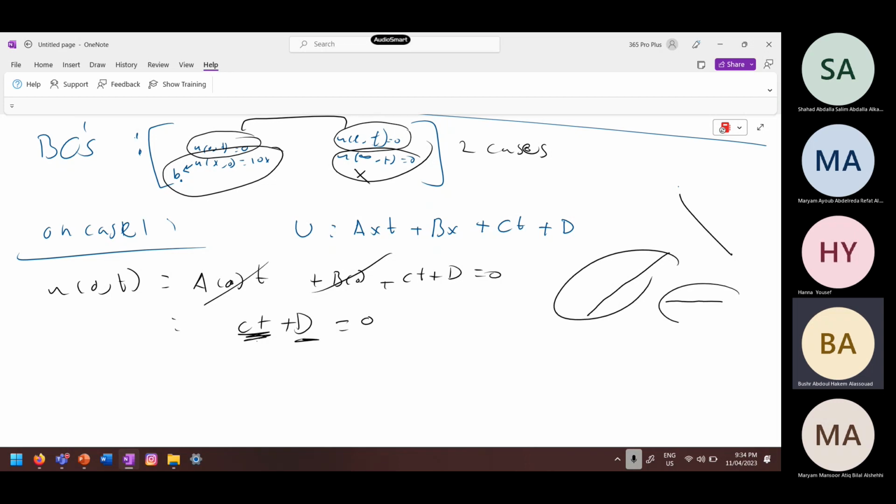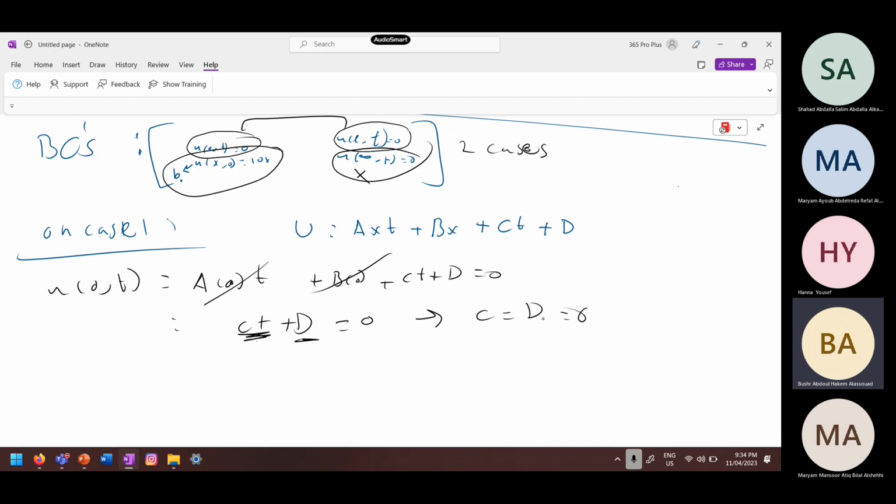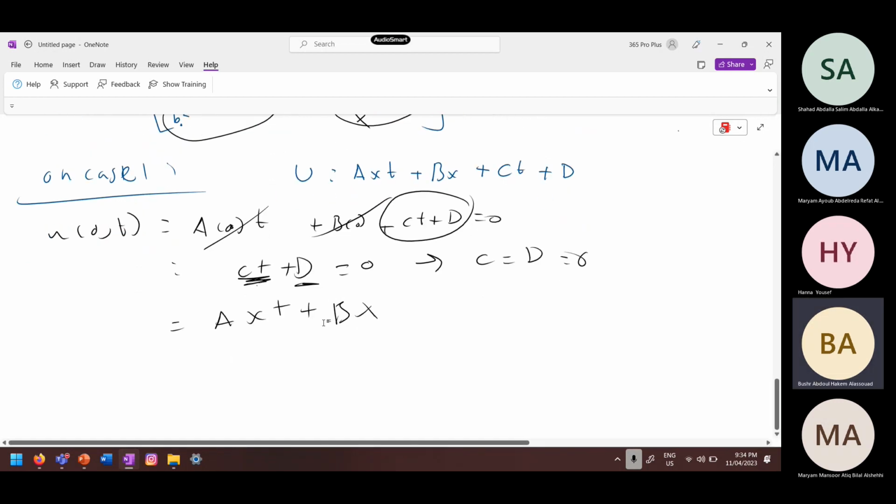Can this be equal to this? The only way that both can be equal is only when C and D are equal to 0. When both of them are equal to 0. So C is equal to D is equal to 0. Now this gives you the simplification that C and D are useless. So you need to rewrite this again in this following form: Axt plus Bx. Okay, this is your new u of x and t. So this is the new u. Okay, new one.